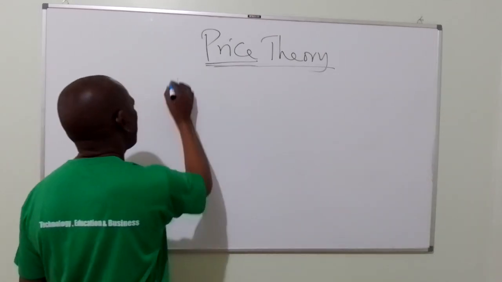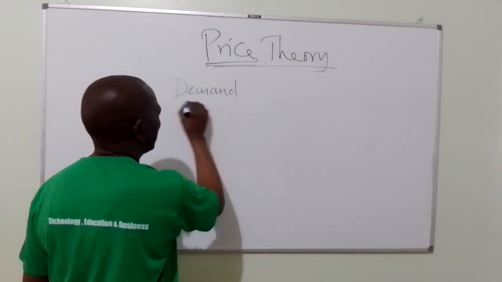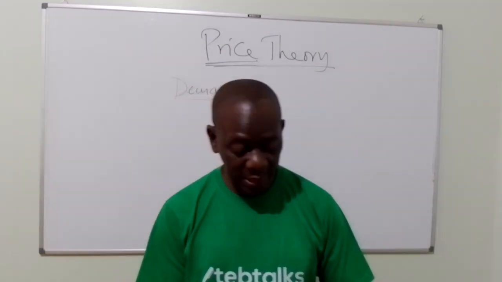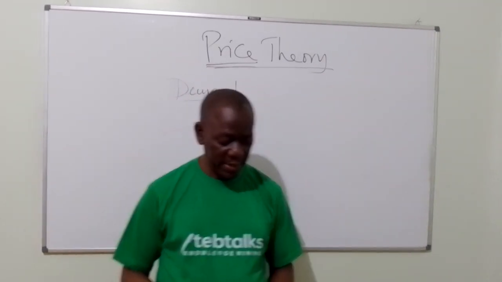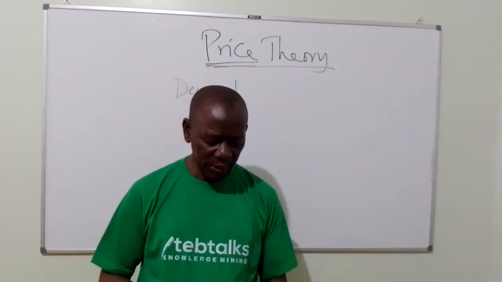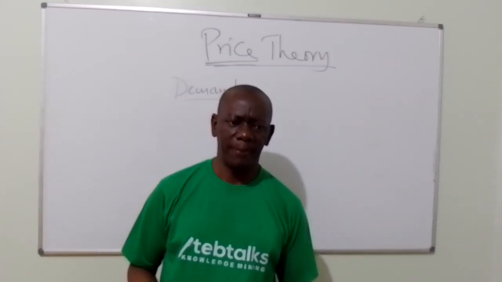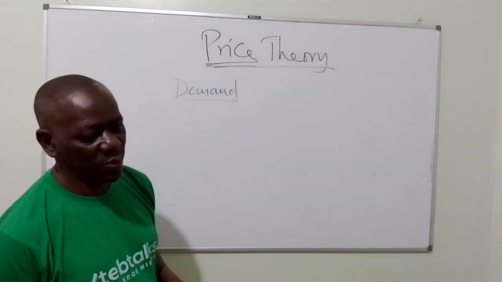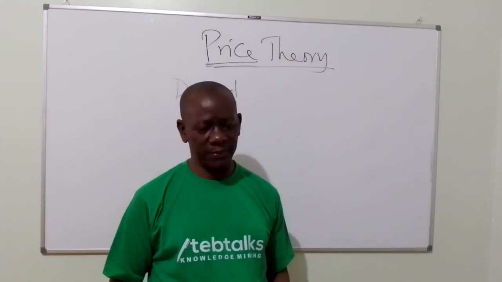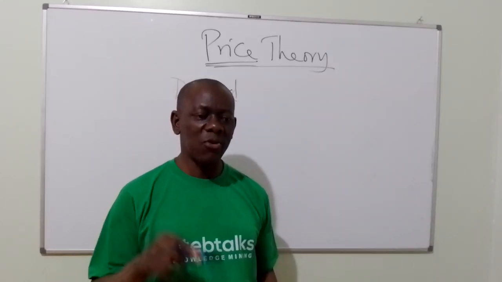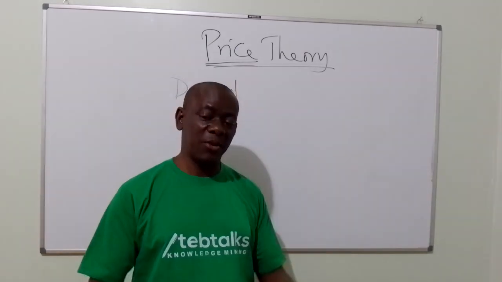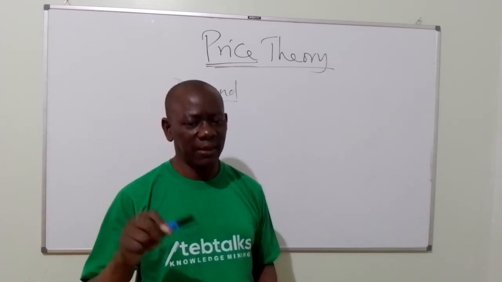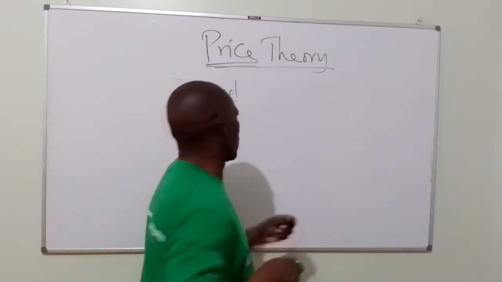So what is demand? That is the first thing that we are going to look at within the price theory. What is demand? When you look at demand, we have to define what demand is. What is demand? Demand, by definition, we say, is the amount of commodities a consumer, don't forget that word, a consumer is willing and able to purchase at a given time, in a given place.